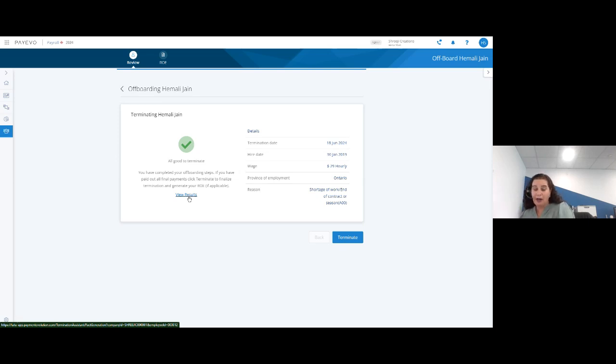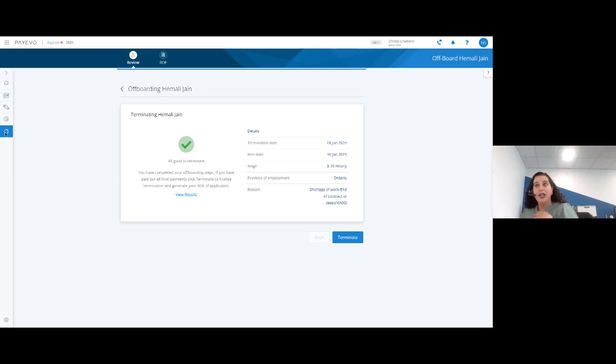Let's say you've gone and paid out your requirements. You want to make sure that you download this and keep it on file. Give one to your employee so they can see exactly what you paid them. Once you've terminated, then you'll be prompted to go into your ROE process as normal.